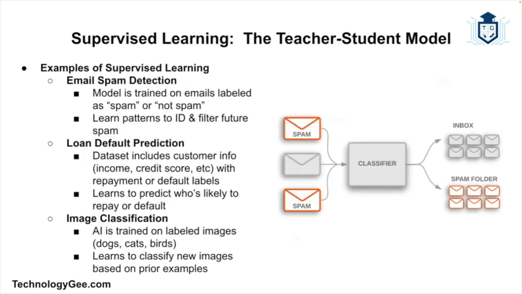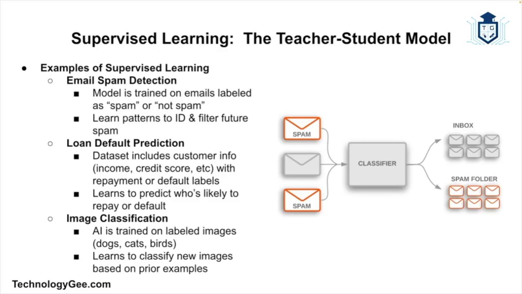Now, here are some examples of supervised learning in action. The first one is email spam detection. So basically, you train a model on a labeled data set where the emails are marked either spam or not spam. It learns the patterns and then it starts flagging future spam messages. Another example is loan default prediction. So you can feed a model a data set of customers' income, credit score, and a whole bunch of other stuff and label whether they repaid or defaulted. And then eventually the system is going to learn who's likely to repay.